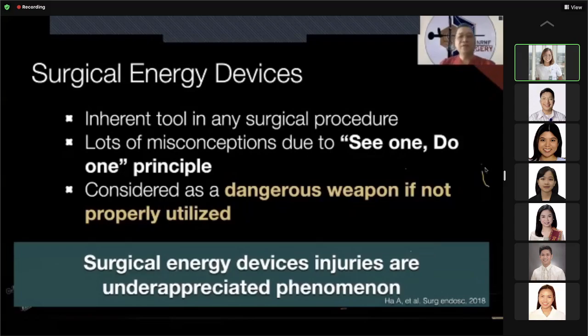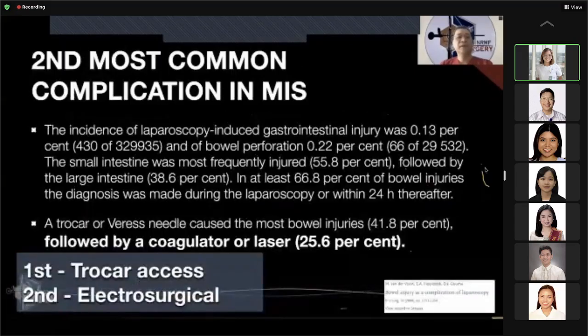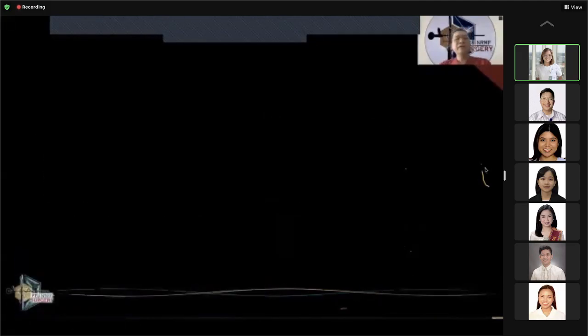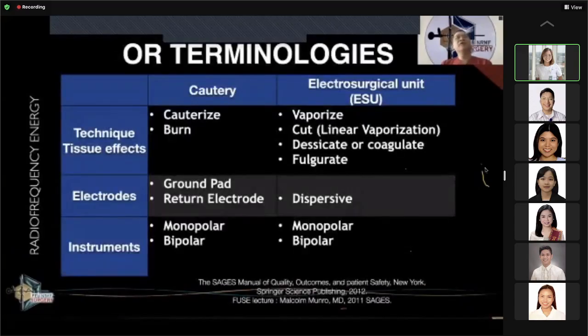So it is considered a dangerous weapon if it is not properly utilized. The problem is you have a high current, high electrical energy that flows in your instrument and you don't know what it is and you just use it during surgery. Take note, the most common complication in laparoscopy is from trocar access. Electrosurgical complications are the second most common problems in laparoscopic surgery. So radiofrequency energy. Now, before we go there, let us see some terminologies.